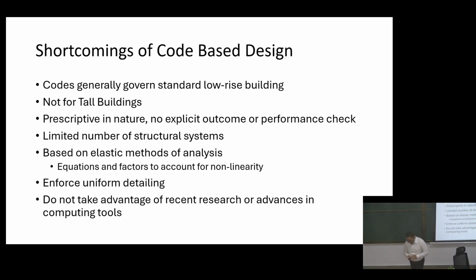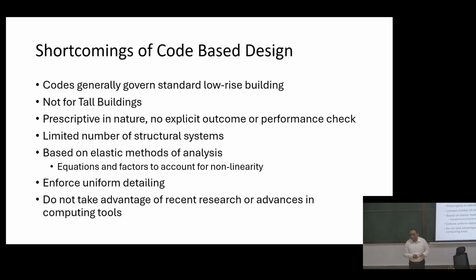So what are some of the shortcomings of code-based design? They are generally a policy document, right? And they were written keeping in mind the low-rise building, not tall buildings in general. Tall buildings have different behavior mechanisms, especially when the ground is shaking during an earthquake. There are higher mode effects, dynamic amplification that happens. So generally for tall buildings, a different set of guidelines are needed, and the world is moving towards that. Generally, the codes are written for low-rise buildings.